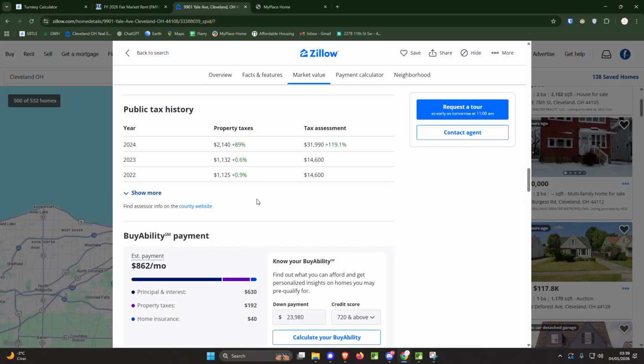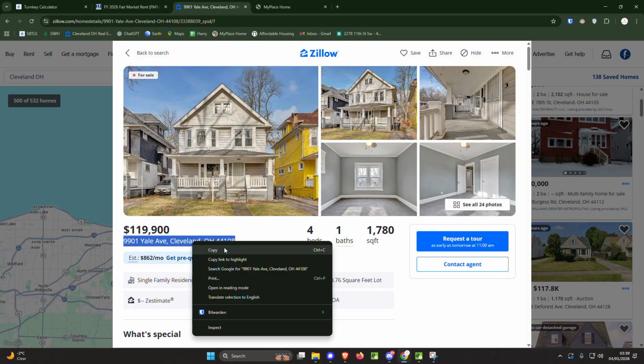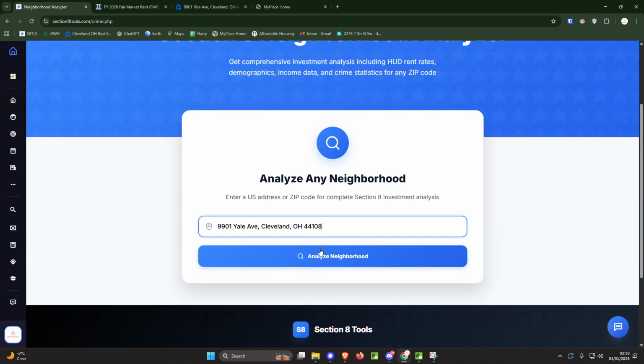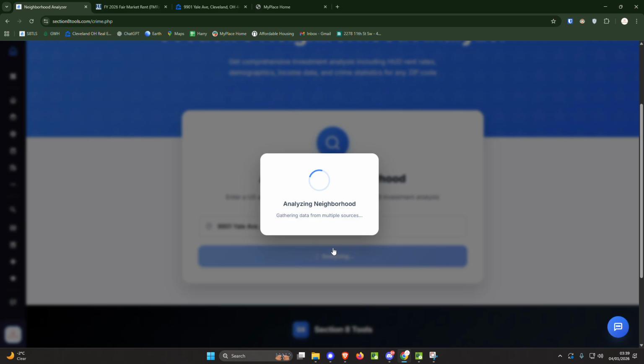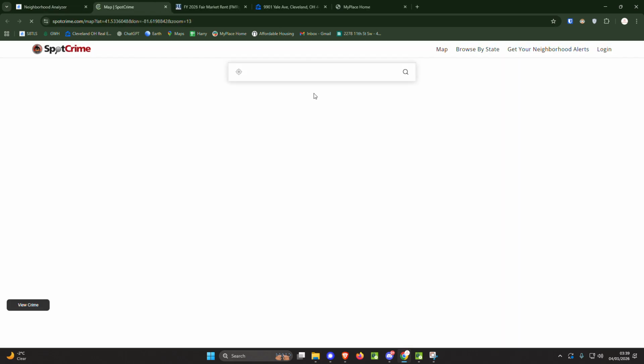things before we even send an agent there. What we would do is copy the address, and then we put it into the neighborhood, and then it tells you if the population of that neighborhood is increasing or decreasing. It is declining, which is not the best thing. You want it to be increasing so properties appreciate a good amount. An area which is going up, properties are going to appreciate faster. So this is obviously not a great sign, but it's not a deal breaker because you're renting to Section 8, so you're going to get a tenant.